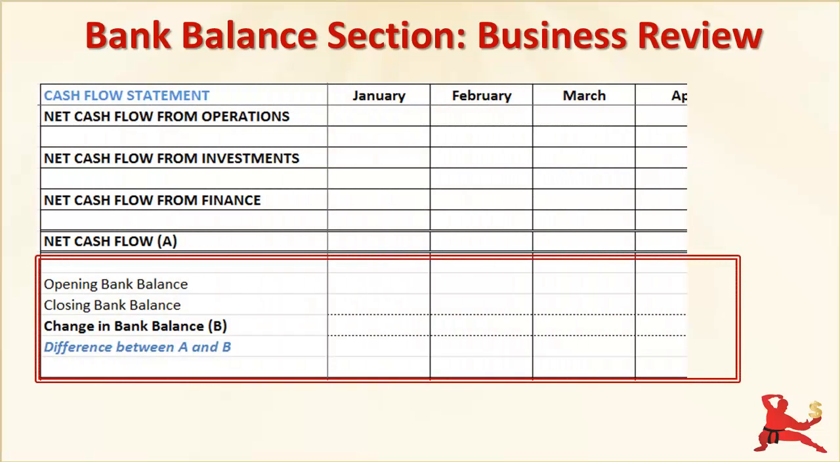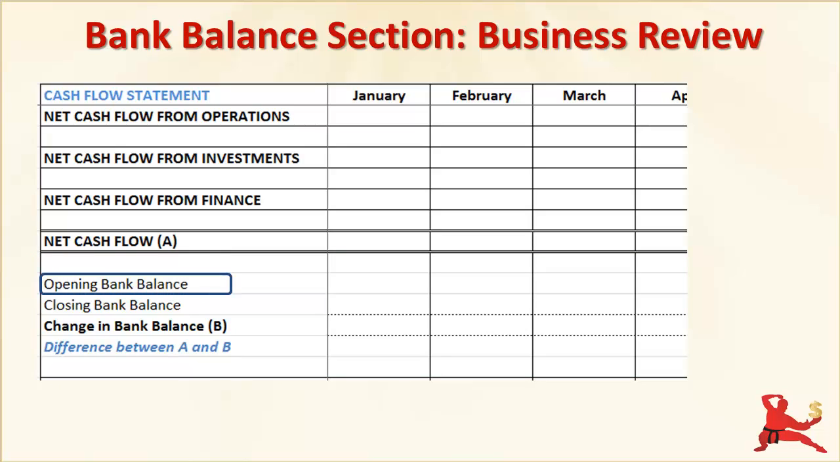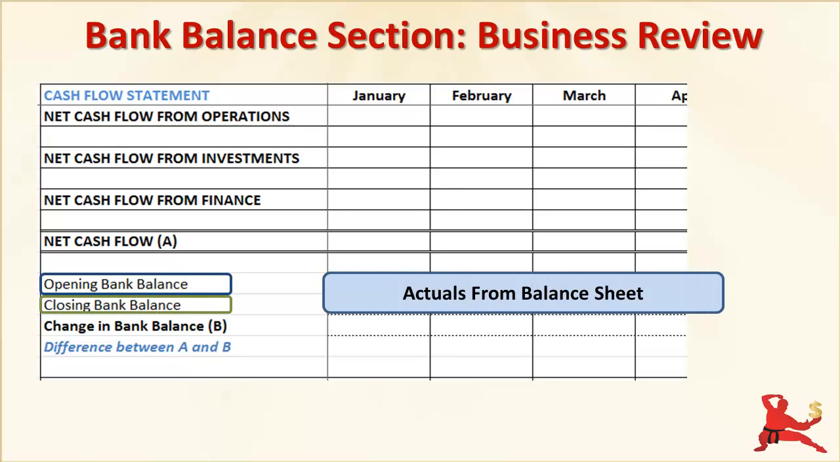Here's how I set up the bank balance section to provide this reliability check when I'm reviewing historical accounts. You should be reviewing your accounts every month, so I'm going to talk about this in monthly terms, but this works the same way for any business review period. The actual bank account balances are taken from the balance sheet. You know how much your bank account actually went up or down by each month.